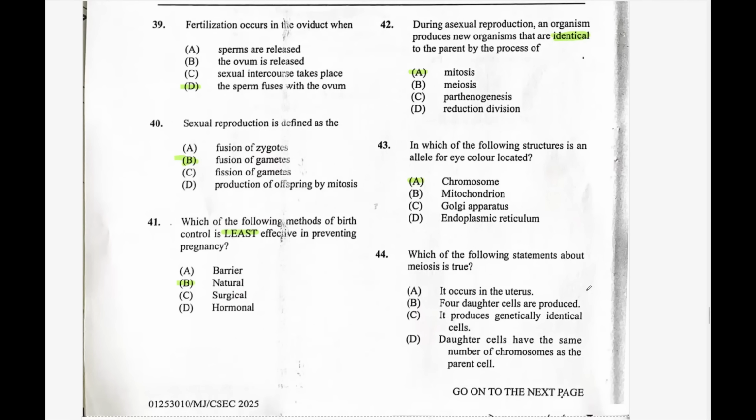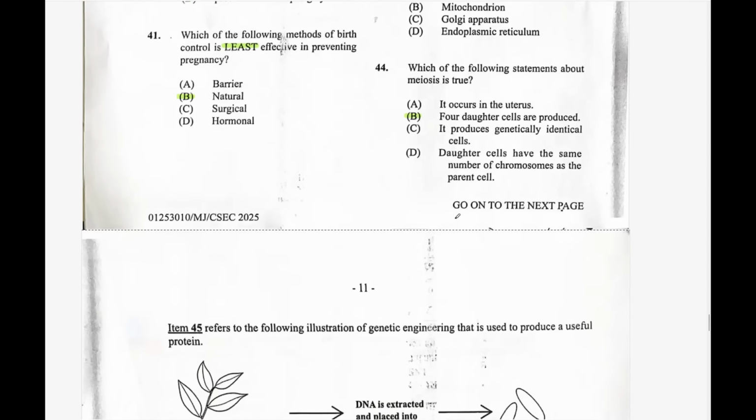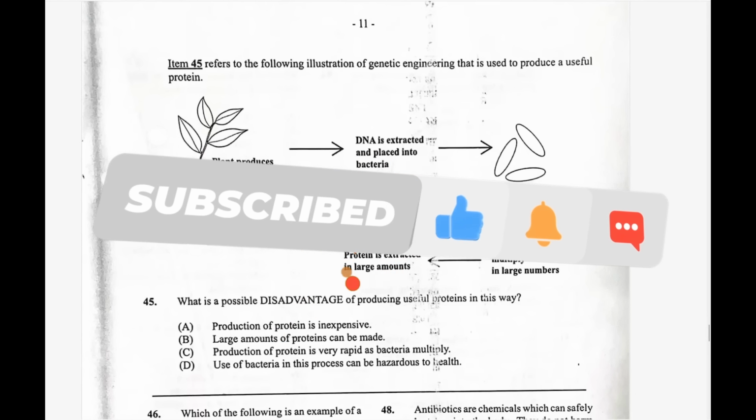Which of the following statements about meiosis is true? It occurs in the uterus, 4 daughter cells are produced. Well, that jumps out at us to be correct. So B for 44.